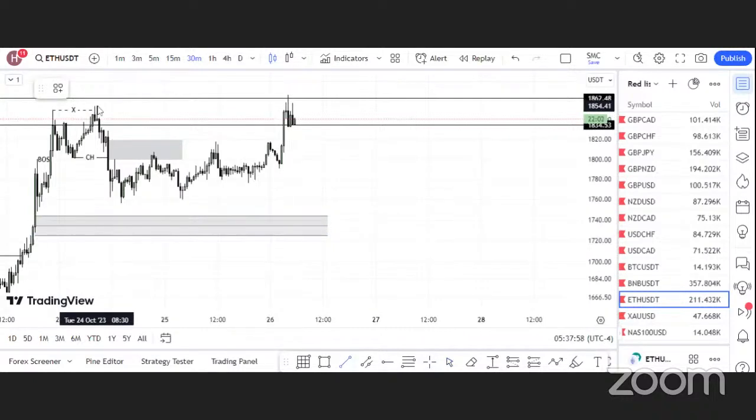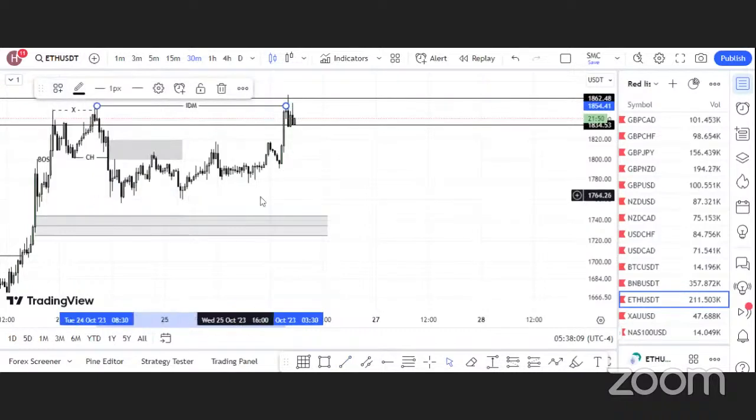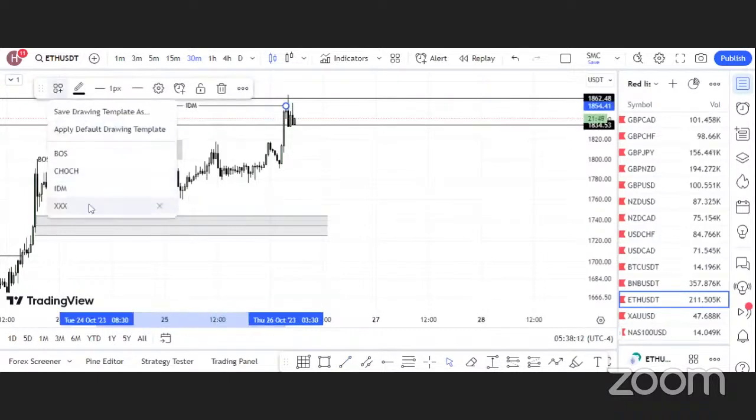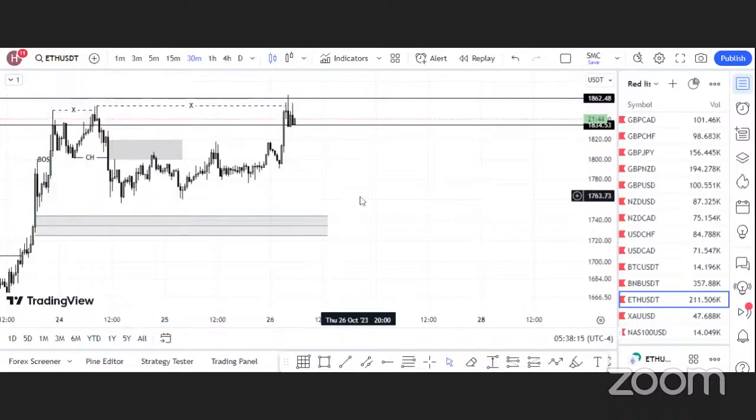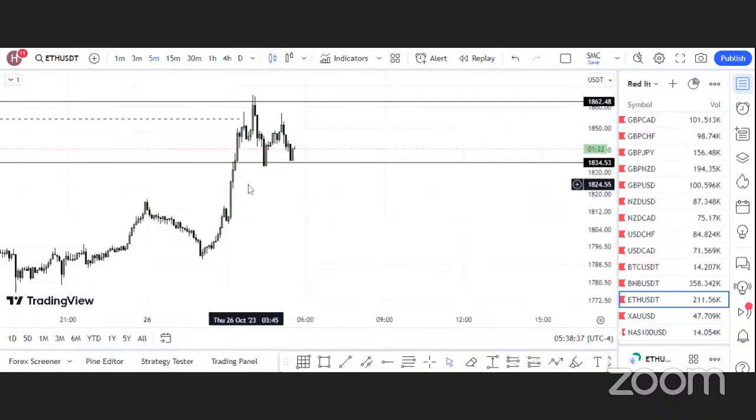So right now we have this. And the market is inside a higher time frame order block. The market is inside a higher time frame order block. So let's go to the 5 minute time frame. Let's see if we have, yes.